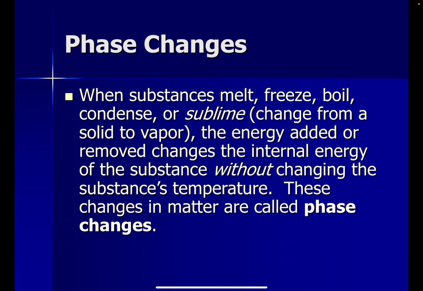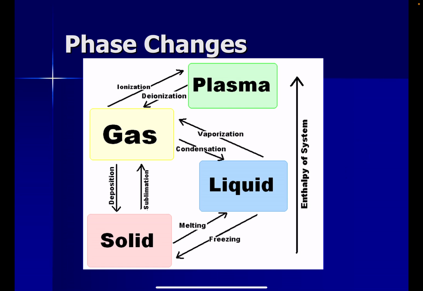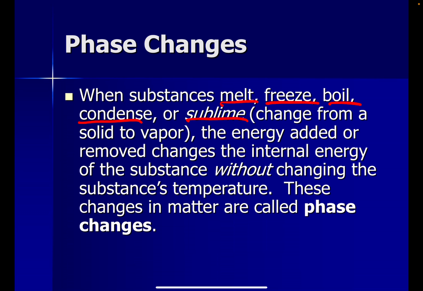We also have phase changes. This is a new thing. You've probably heard of this before, obviously. We can have substances that melt, freeze, boil, and condense. And then we also have sublimation, as well as going backwards from that. They're all phase changes. If we're going from solids to liquids to gases or back and forth, we have phase changes. I'll explain what happens in a second.